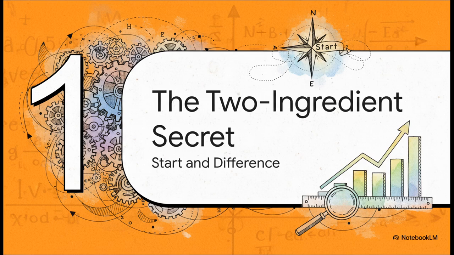All right, so what are these two secret ingredients? It all comes down to finding the start and the difference. See, every single arithmetic sequence is built from just these two key pieces of information. So let's break down exactly what they are.